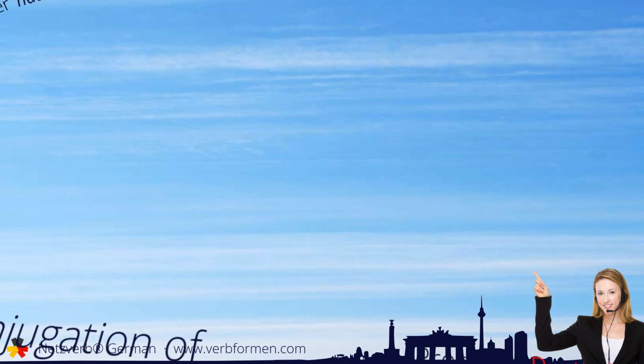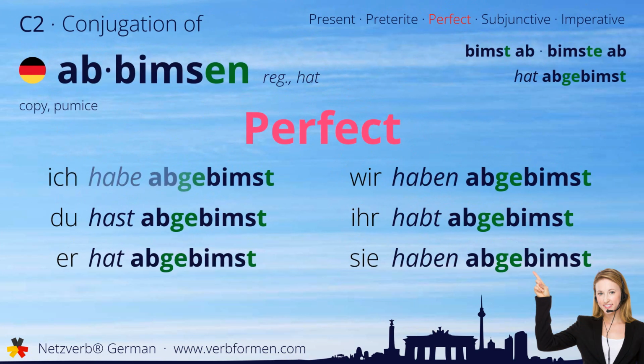Let's continue with the present perfect. Ich habe abgebimst. Du hast abgebimst. Er hat abgebimst. Wir haben abgebimst. Ihr habt abgebimst. Sie haben abgebimst.